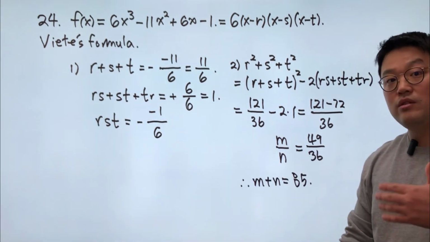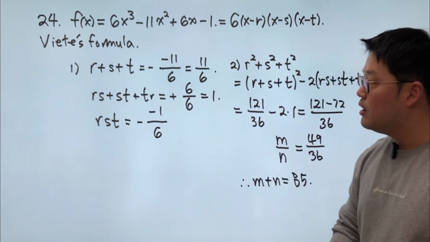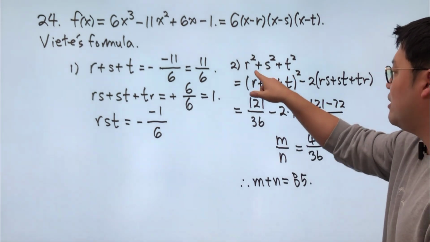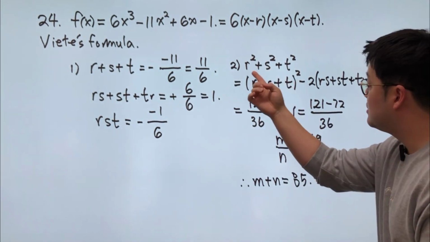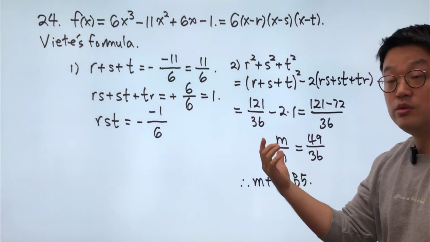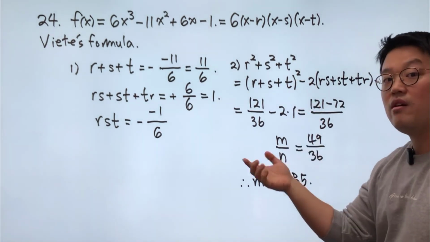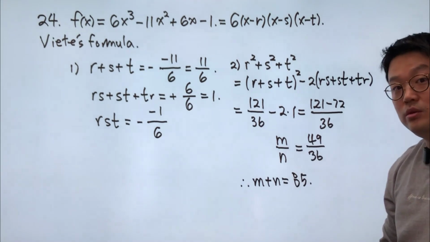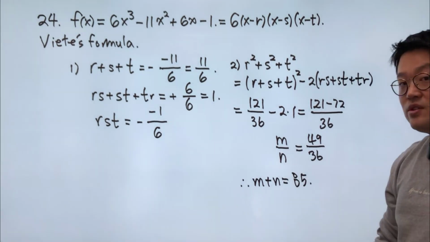So you can check that we can use Viet's formula and some old algebra skill sets, which means that if you want to find the sum of the squares of those roots, you take the square of the sum and subtract twice the binary products, and we end up getting those numbers, okay? So the answer for this question must be 85.